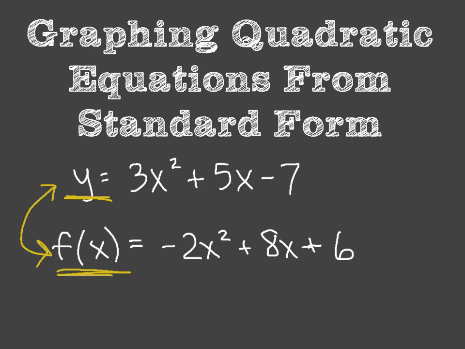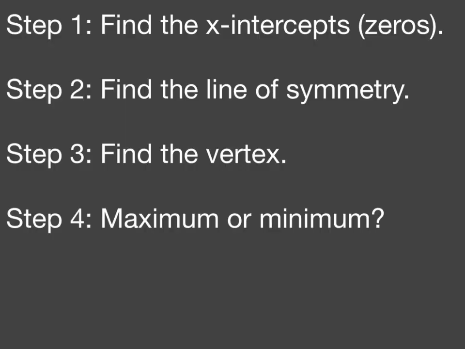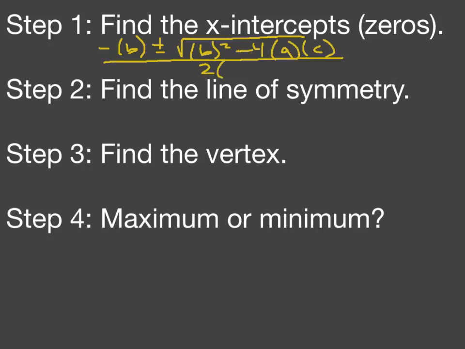In order for us to graph a quadratic equation from standard form, we're going to follow 4 steps. Step 1 is we're going to find the x-intercepts, which are sometimes called zeros. To find the x-intercepts, you follow the quadratic formula, which is negative b plus or minus the square root of b squared minus 4ac, all over 2a.